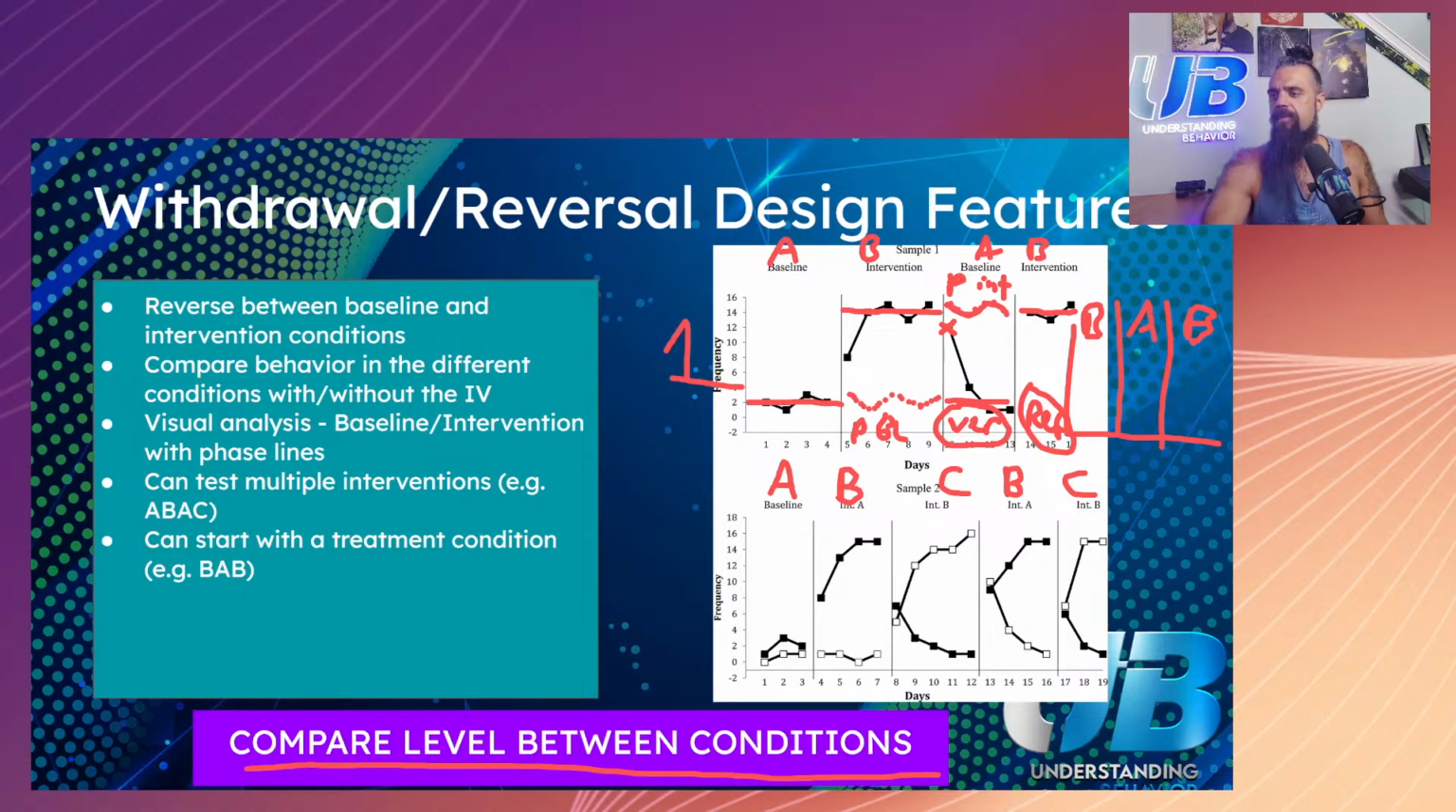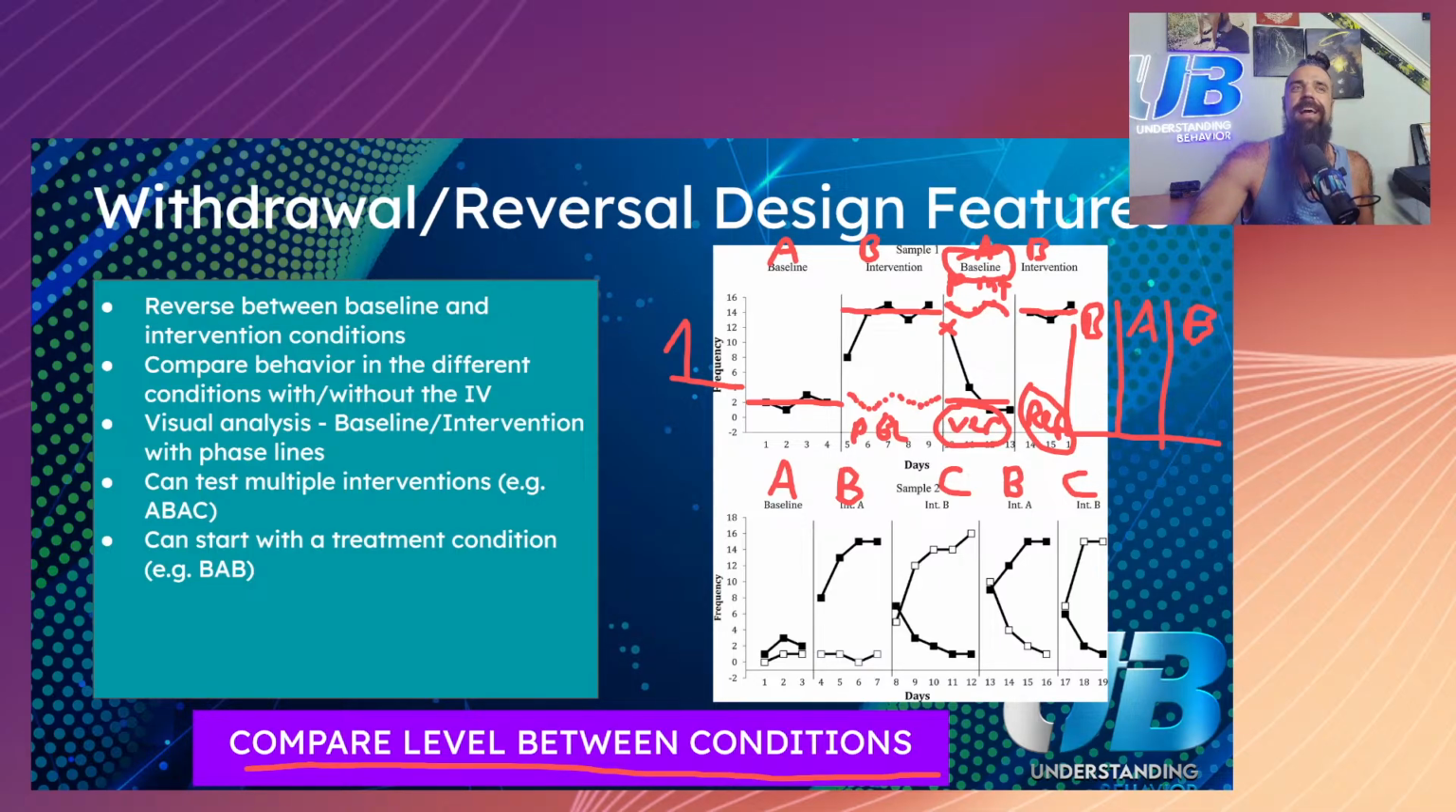All right, looks like most people are saying the second baseline. We've got a couple people saying the second intervention condition. Which one is it? All right, well, we're a little bit mixed on this one. The best answer is going to be the second baseline condition.